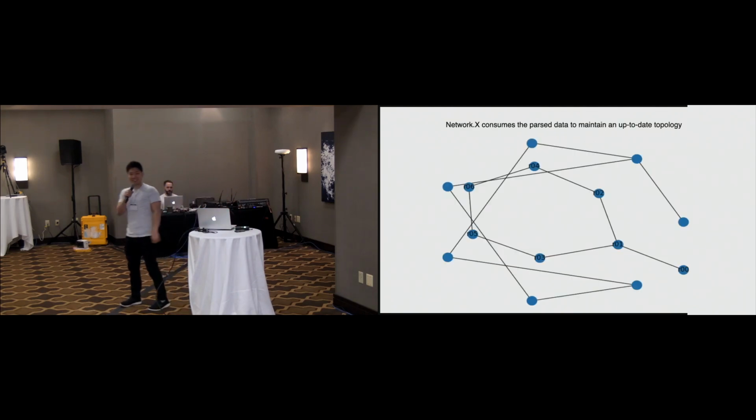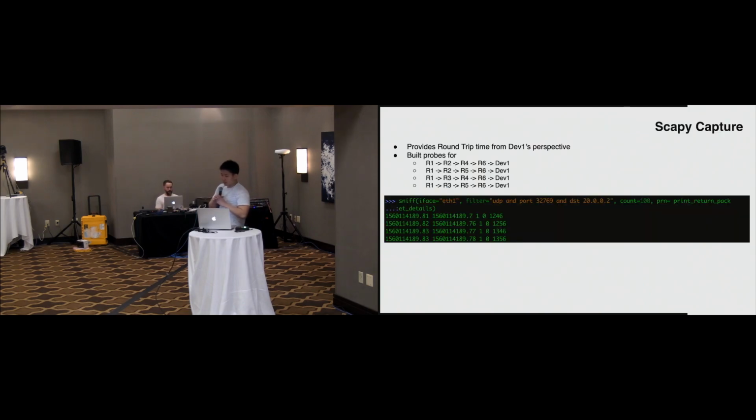I'm not going to linger on this. It doesn't make a lot of sense, but this is what we tried to visualize of what was going on. This was the data that was gathered from XBGP through Python, parsing it to give us this data that we fed into NetworkX. And then this is Scapy here.